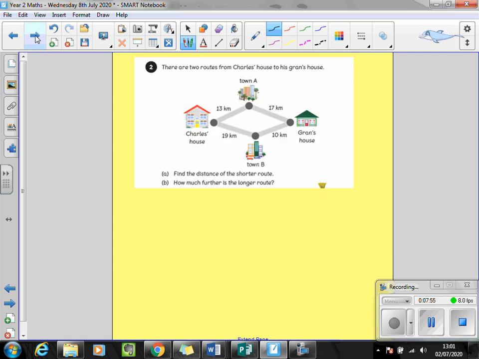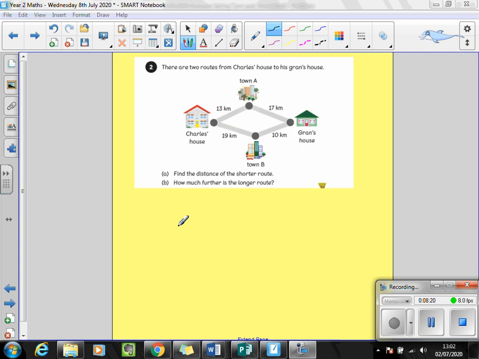Okay, let's move on to question 2. There are 2 routes from Charles's house to his grand's house. A. Find the distance of the shorter route. And B. How much further is the longer route? Pause the video and have a go at solving this. Okay, so question A. Find the distance of the shorter route.